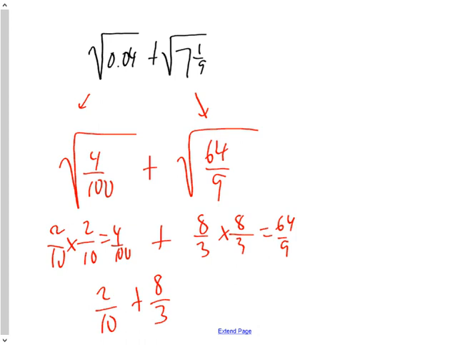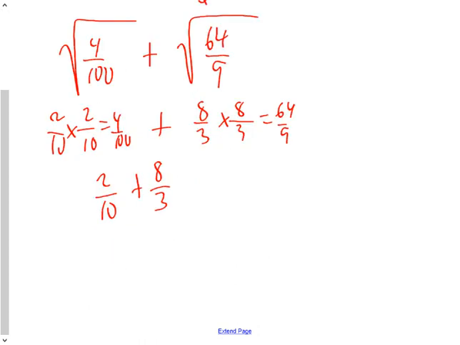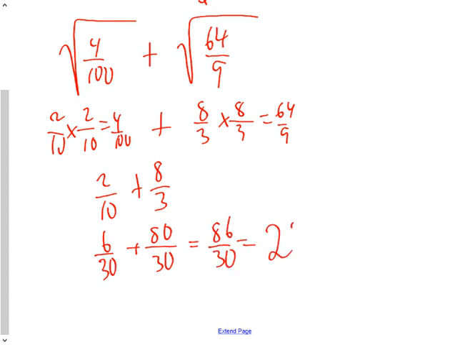Once we have it written as fractions, you can find your common denominator. This will be 6/30ths plus 80/30ths, which is 86/30ths, which is 2 and 26/30ths. Remember, if the question had fractions to start, you should maintain fractions throughout the solution. Don't change it over to decimals. Keep it as fractions.